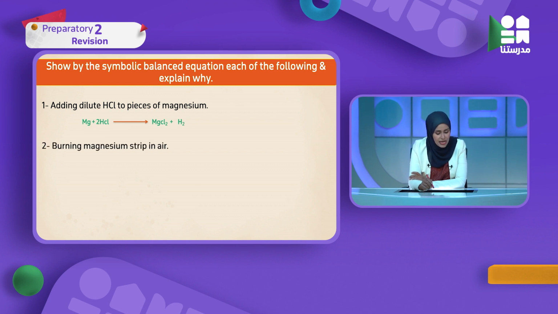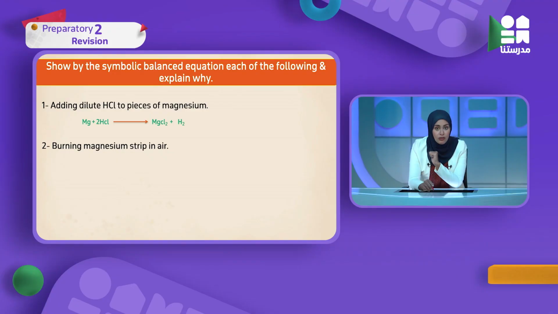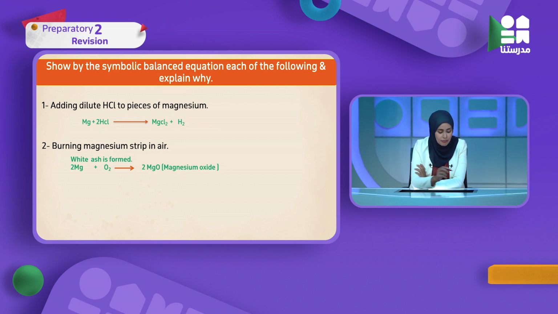Question number 2. Burning magnesium strip in air. Whenever I see the word burning, this means the element will react with oxygen. For burning to happen, we need to react with oxygen. So here it will form white ash, because magnesium Mg plus O2, oxygen. Both of them are divalent, so they form MgO, magnesium oxide, 2MgO. From the start I used 2 magnesium plus O2, an oxygen molecule, to give me 2 molecules of magnesium oxide, 2MgO. And this is a white ash.